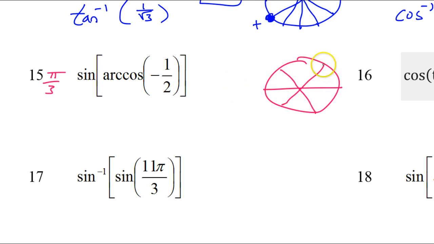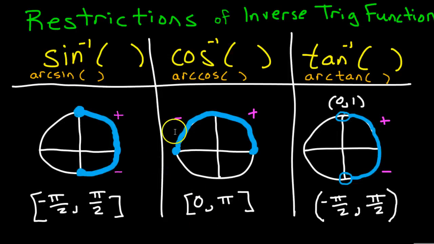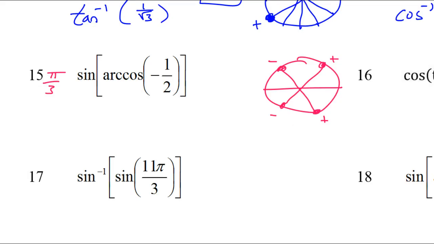Okay, so these are the four angles with a reference angle of pi over 3. We want it to be negative though, and cosine is positive on the right, negative on the left. But inverse cosine is restricted to the top half only. Okay, so I can forget about these. If I want it to be negative, I can forget about this one. So this is 2 pi over 3.